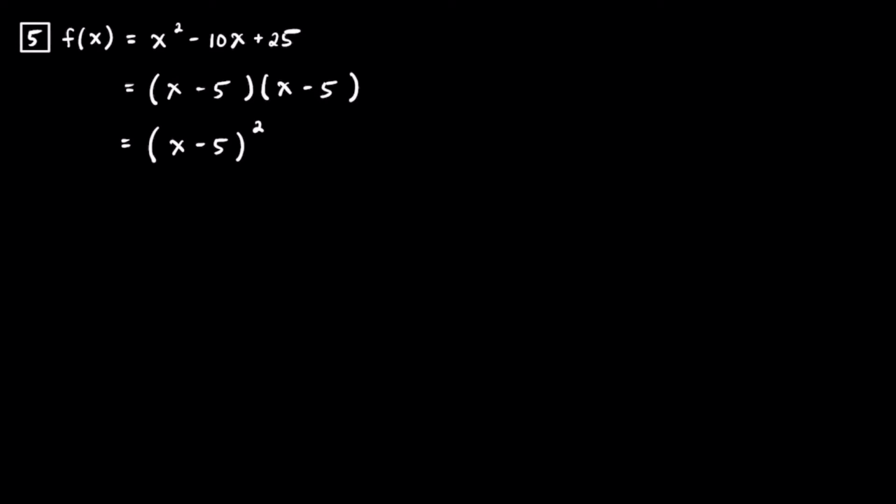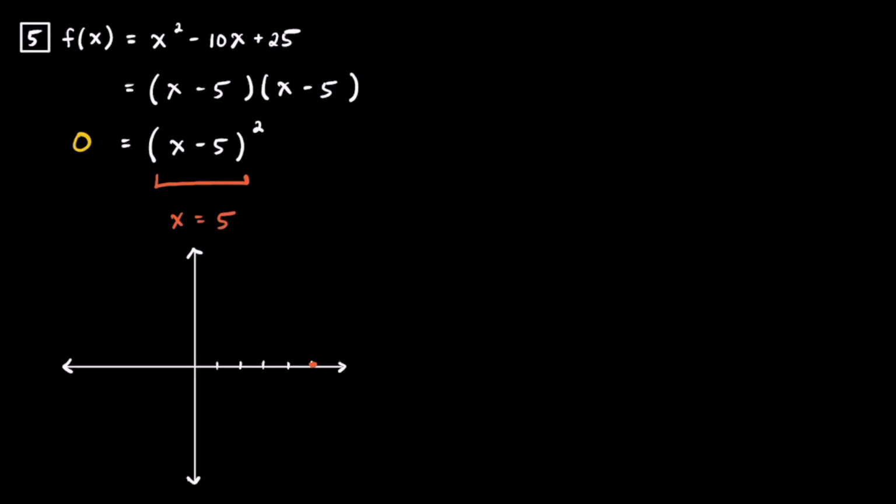To find the x-intercepts, we can set y equal to 0, or f of x equal to 0, and we're actually just going to have one x-intercept, but it has a multiplicity of 2, or it happens twice, so I'll show you what's going to happen in just a moment. We have x equals 5 for our x-intercept. Here's our x-intercept of x equals 5, and roughly our parabola would look something like this.